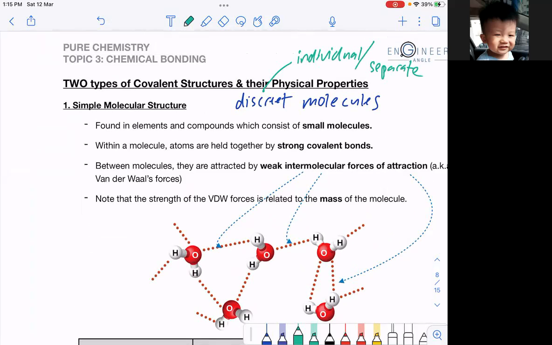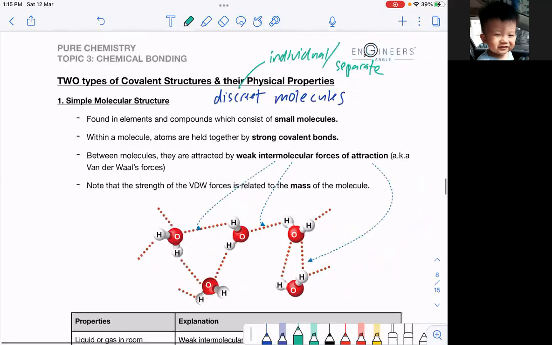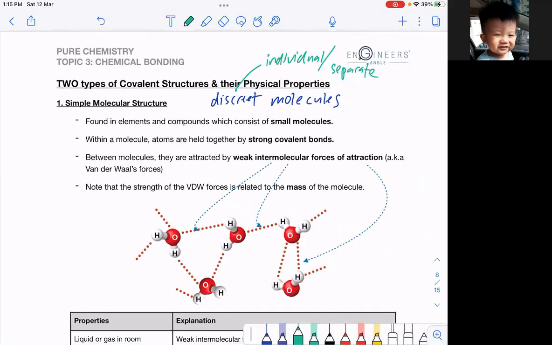Discrete. Yeah, discrete molecule. So in JC, we start to use the word discrete. I don't know whether that's spelled correct. Discrete. Yeah, correct. It's double E. Okay. The meaning of discrete molecules, so simple. They exist as discrete molecules means 1 by 1 molecule.